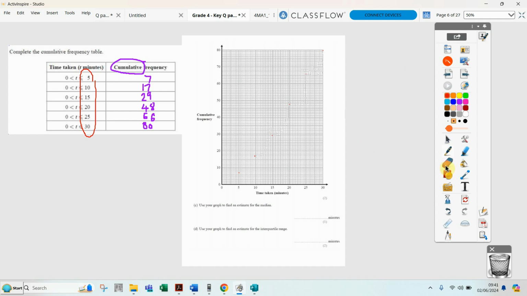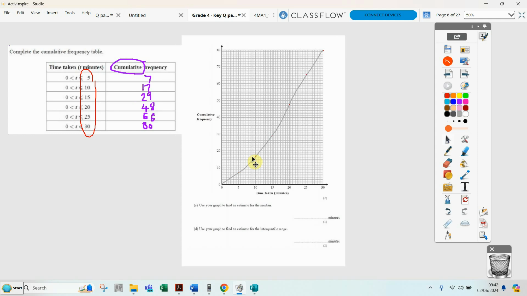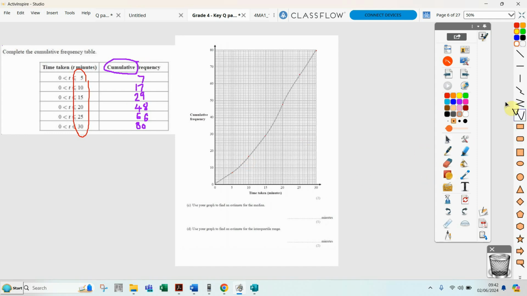Okay, so then you're going to join the points up. You can join from the first point to the last, or you can join from 0 to the last one. But you shouldn't do this using a ruler. You should do this using just a freehand curve. Okay, use your graph to work out an estimate of the median.